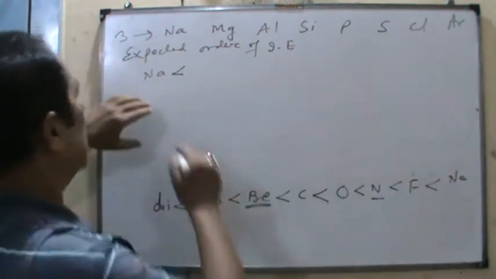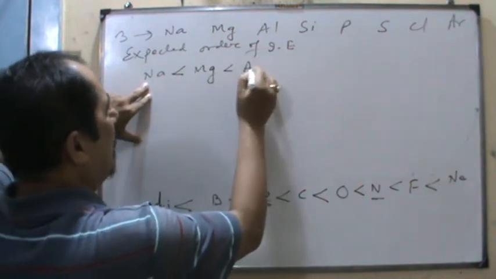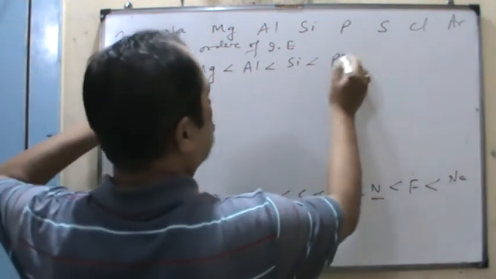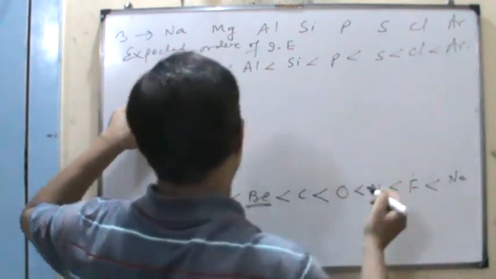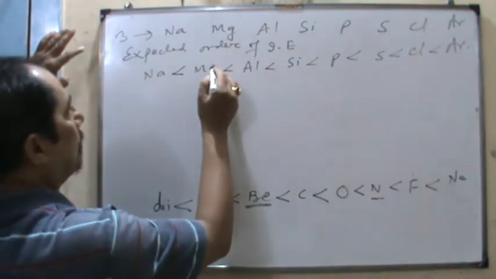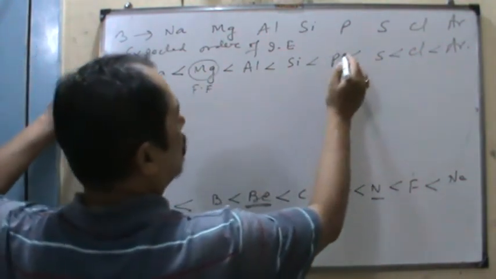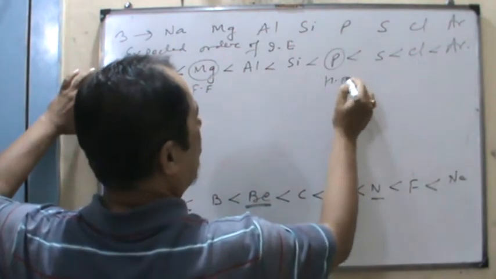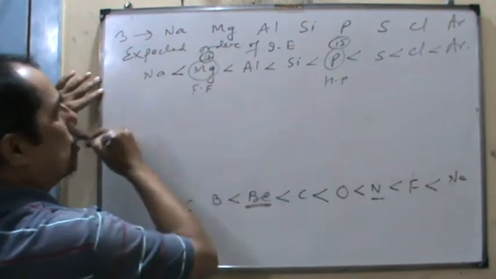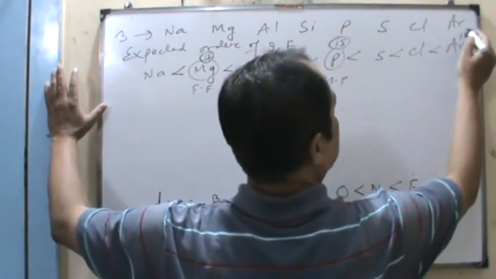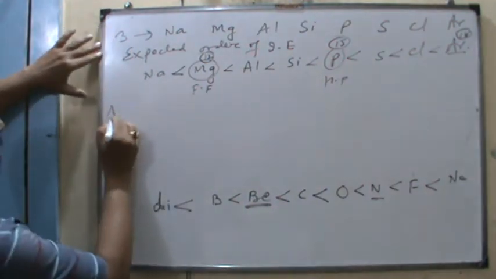Now sodium has lesser ionization energy than magnesium, aluminum, silicon, phosphorus, sulfur, chlorine, and argon. But you remember argon is in the fully filled condition, and phosphorus is in the half-filled condition. Phosphorus is a member of group 15, and argon is a member of group 18. So you have to be very careful.